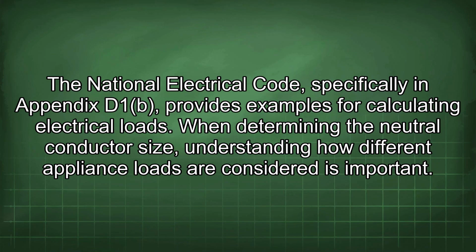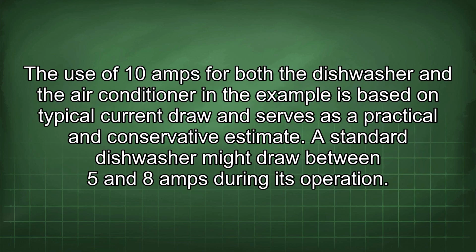The National Electrical Code, specifically in Appendix D1, provides examples for calculating electrical loads. When determining the neutral conductor size, understanding how different appliance loads are considered is important. The use of 10 amps for both the dishwasher and the air conditioner in the example is based on typical current draw and serves as a practical and conservative estimate.